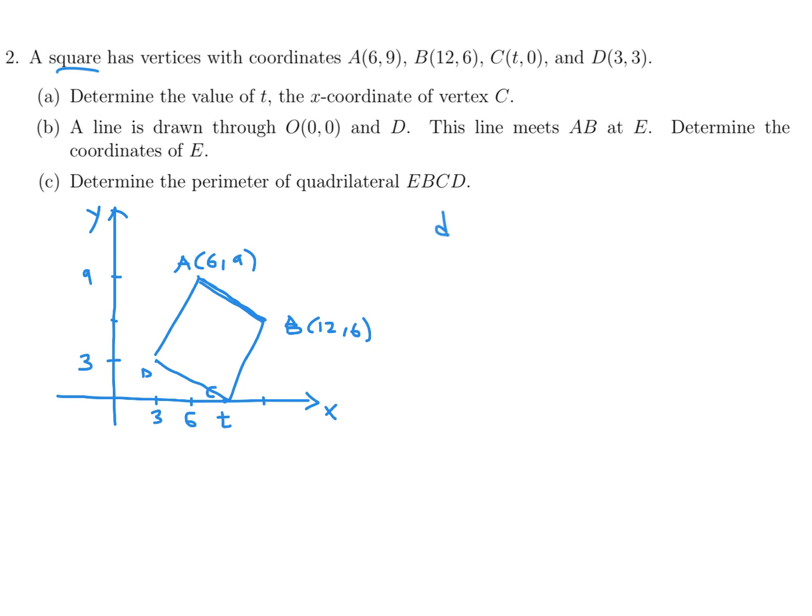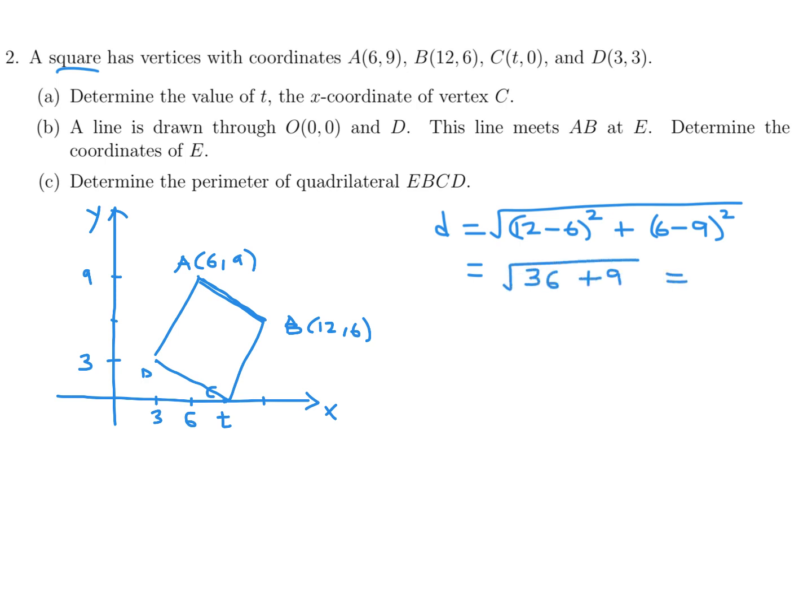So just use the standard distance formula: 12 minus 6, all squared, plus 6 minus 9, all squared, and then taking the square root, right? Standard distance formula, nothing fancy here. So this is going to be 36 plus 9, and that looks to me like root 45.